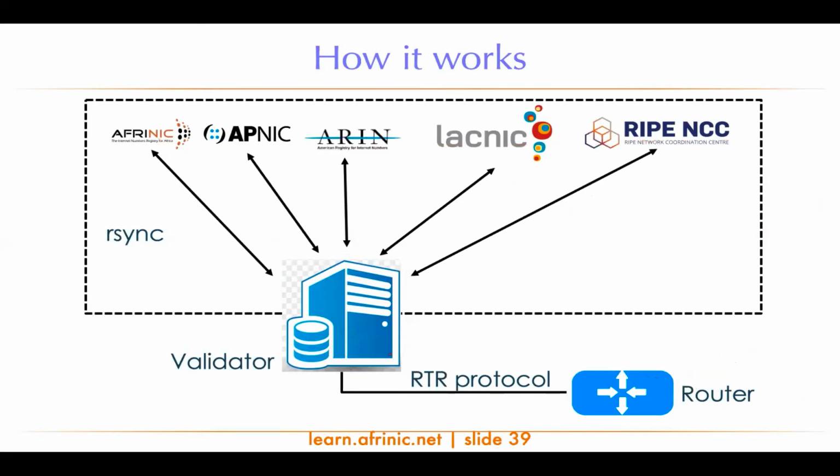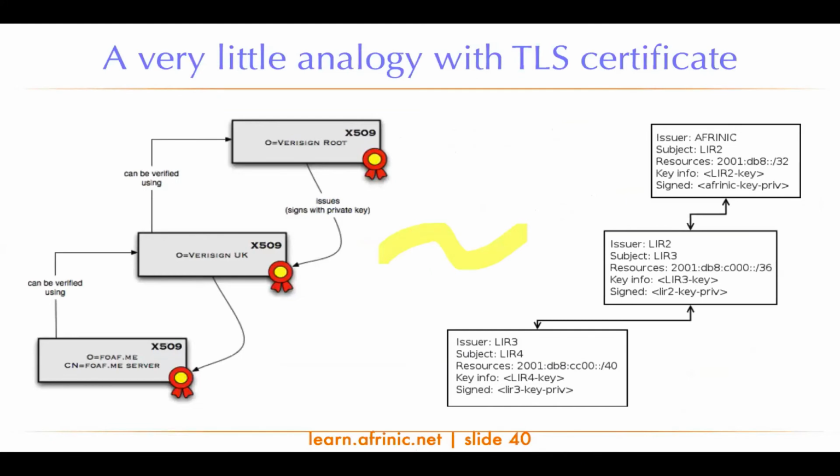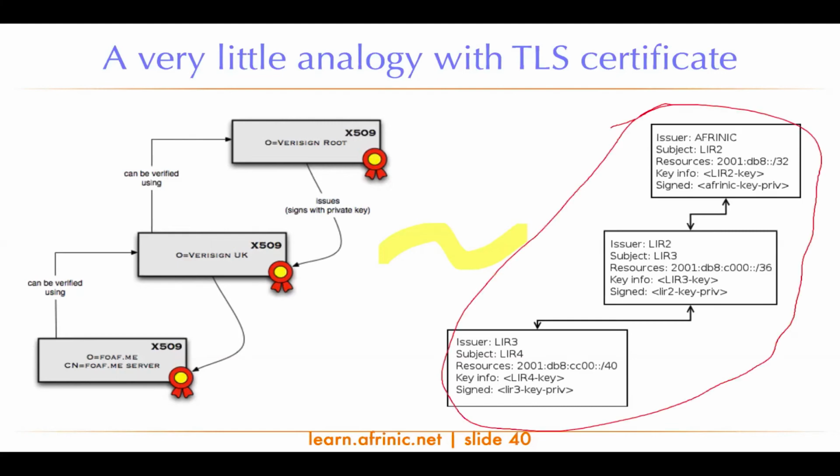So what's the uptake? We can do an analogy with the TLS certificate, the X509 certificate, where we have the root issuing a certificate, and then various entities in the tree can use the parent certificate to validate their certificate. The only difference with the ROA system is that we use this not for authentication, we use it for authorization. That's the only difference.